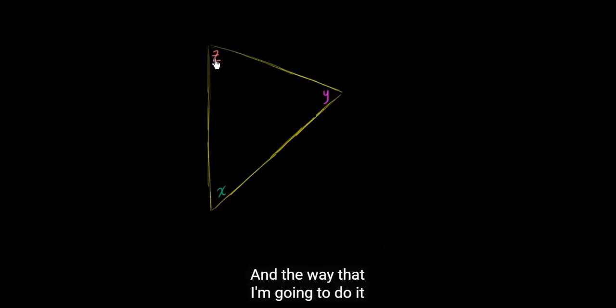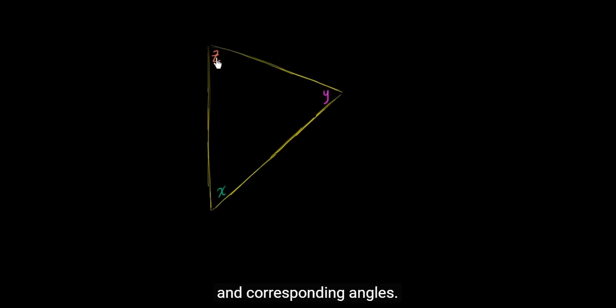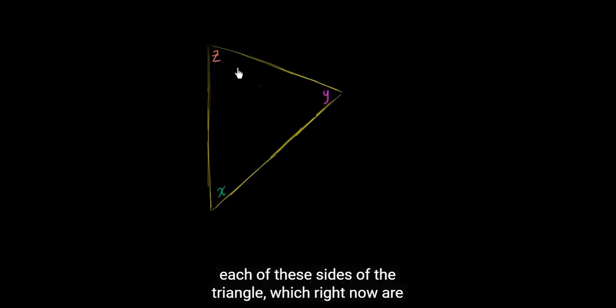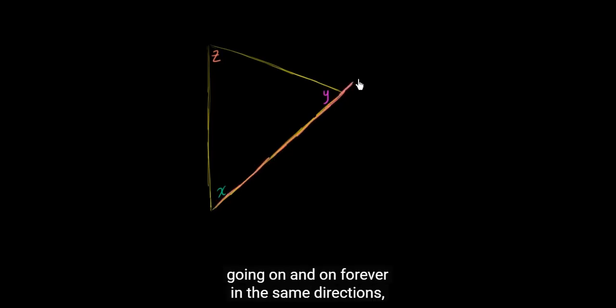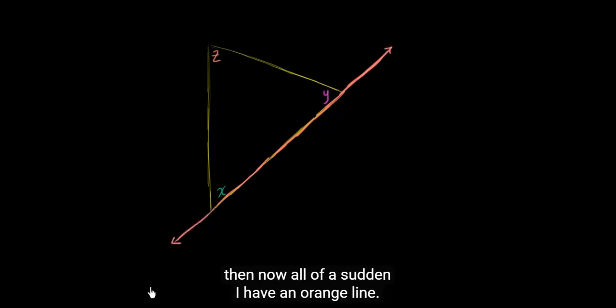And the way that I'm going to do it is using our knowledge of parallel lines or transversals of parallel lines and corresponding angles. And to do that, I'm going to extend each of these sides of the triangle, which right now are line segments, into lines. So this side down here, if I keep going on and on forever in the same directions, then now all of a sudden I have an orange line.